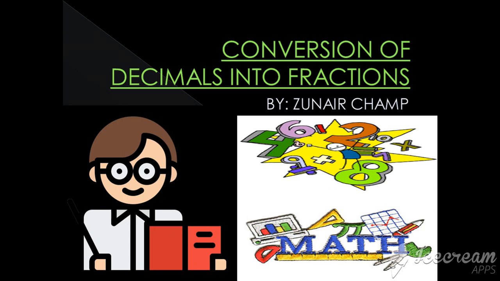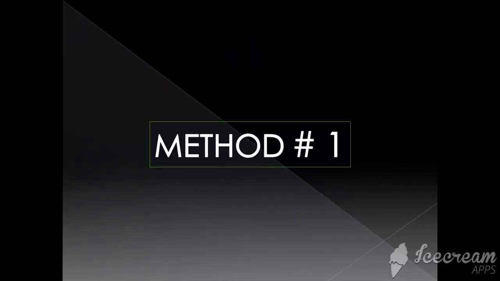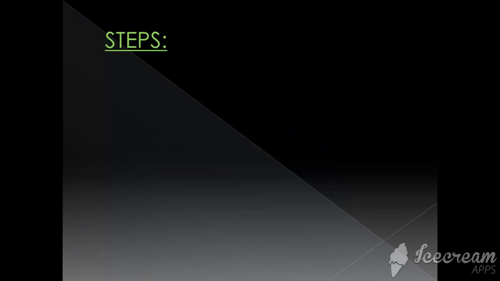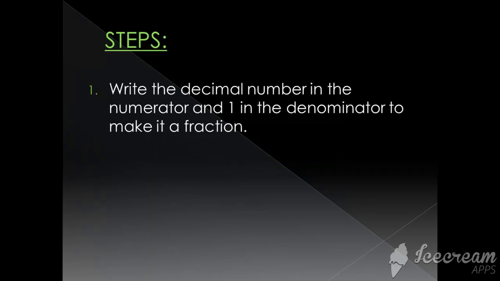So let's begin. Our today's topic is conversion of decimals into fractions. Method number 1. So first look at the steps. Step number 1. Write the decimal number in the numerator and 1 in the denominator to make it a fraction.